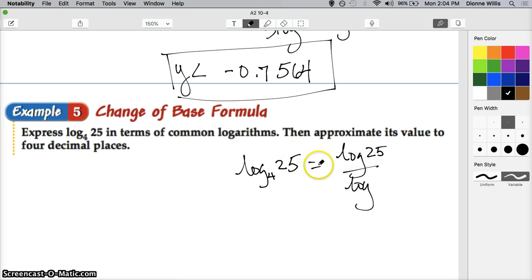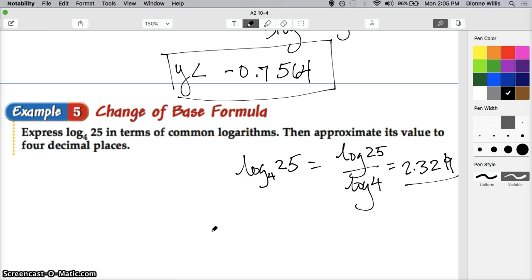Okay, so at this point, we should know that this is all we have to do. Take the common log of this number and the common log of this number and plug that into our calculators and divide. And with that, we end up with 2.3219. There we go. Put it all there as the value.